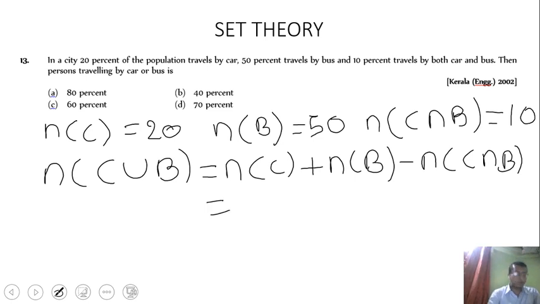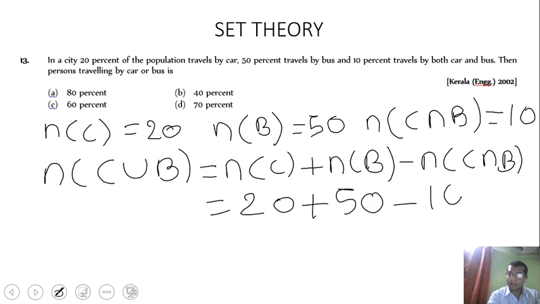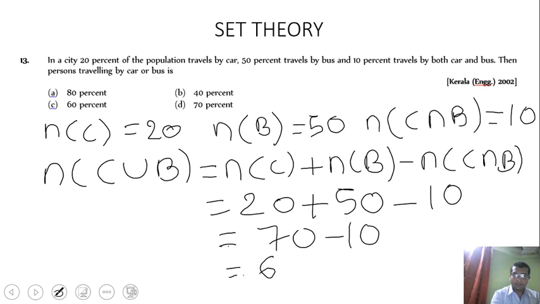If you substitute these values, we get 20 plus 50 minus 10, so we get 70 minus 10, which gives an answer of 60. Therefore option C is the right answer.